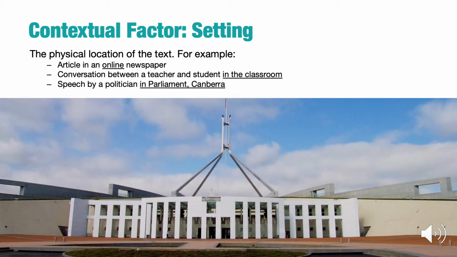We then have setting. So this is the physical location of the text. For example, we could have an article in an online newspaper, so if you go to theage.com.au, you could have a conversation between a teacher and student in the classroom, or a speech by a politician in Parliament in Canberra. For each of these settings, it will impact the language choices we make.